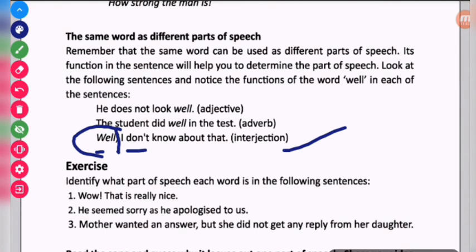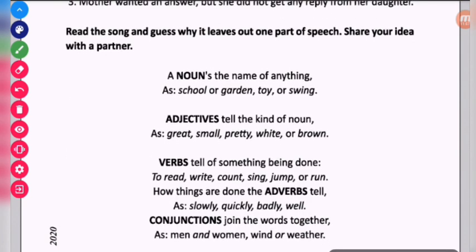For next, we have a song for remembering the parts of speech again. Okay, let's play the song. Sorry, I do not have the tune. Okay, just read.